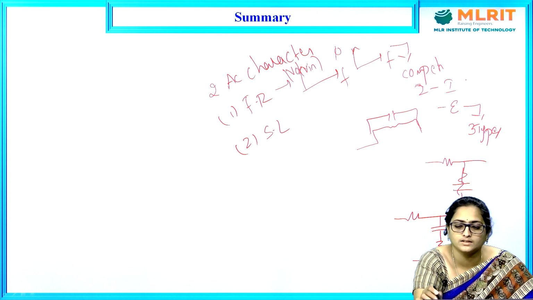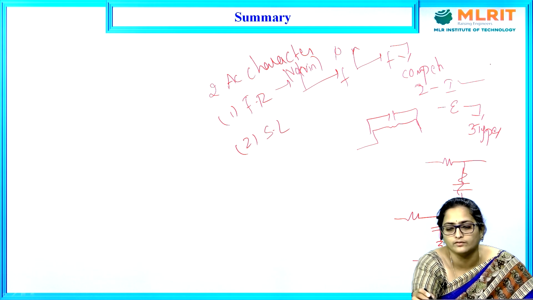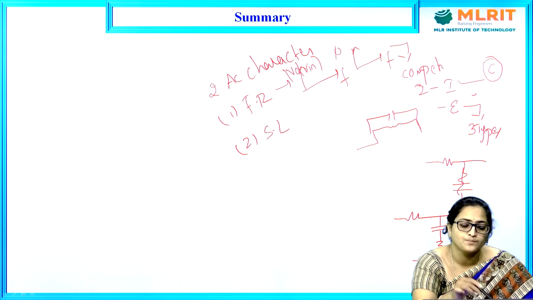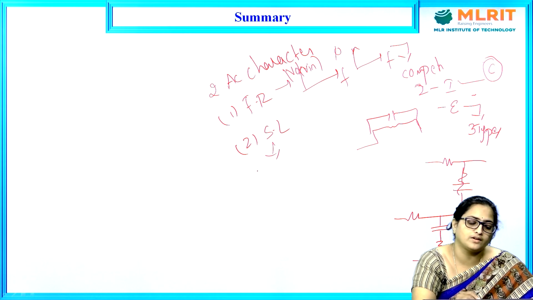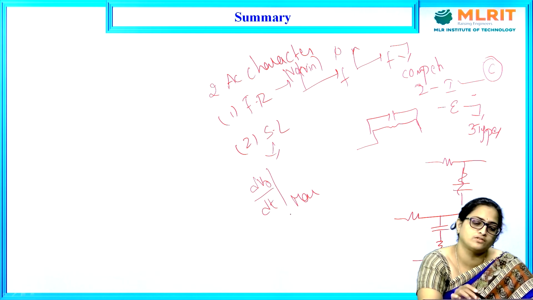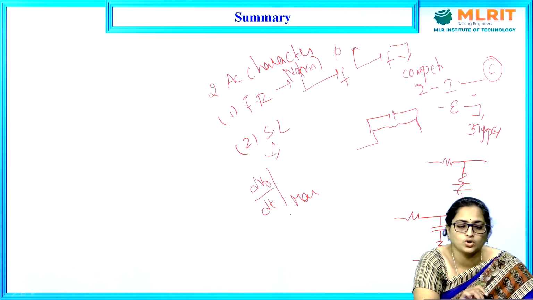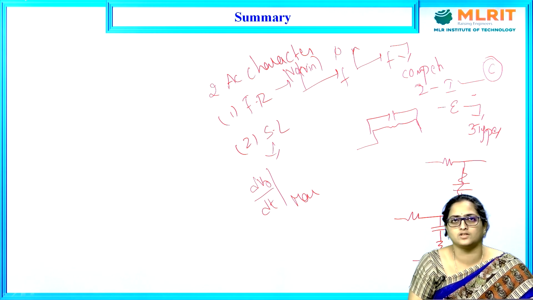And for the internal compensating network, a capacitor is introduced in the internal circuit of an op-amp, which functions as the internal compensating network. And coming to slew rate, we have defined it as the rate of change of output voltage with a step input. The maximum rate of change of output voltage with respect to step input voltage is given as slew rate. These are the topics which I have discussed here.